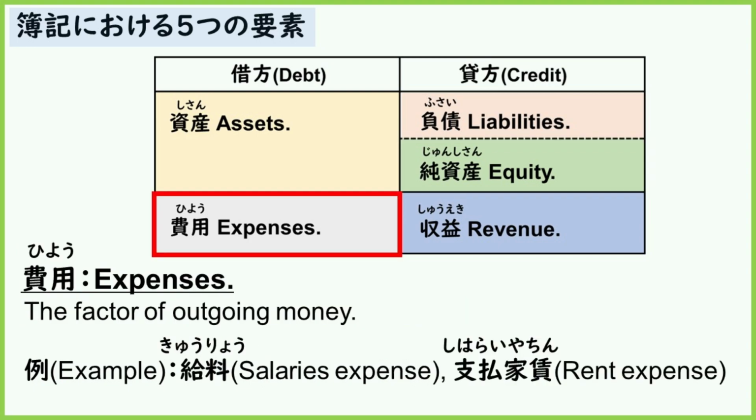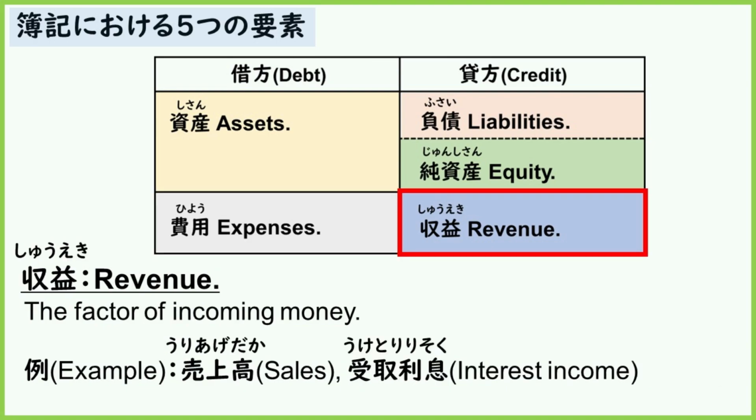Expenses. The factor of outgoing money. For example, salaries expense and rent expense are classified as expenses. Revenue. The factor of incoming money. For example, sales and interest income are classified as revenue.